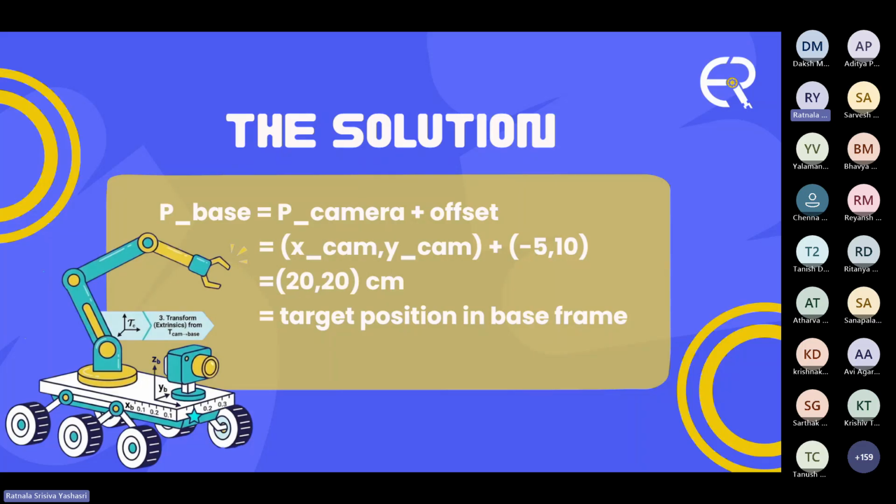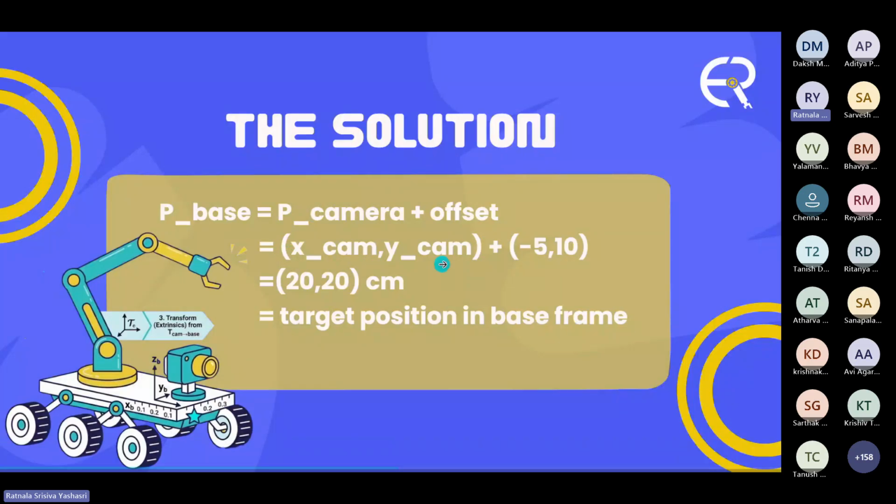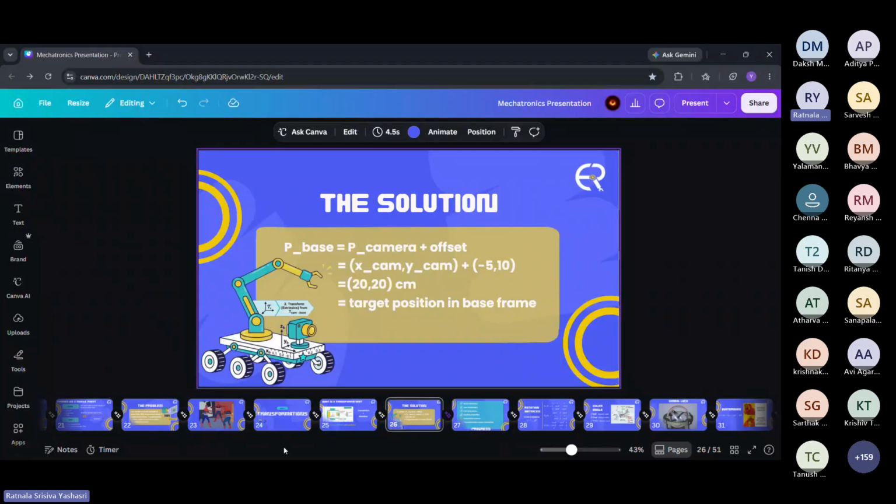Now translation is pretty easy. Say we've got the coordinates of the sample in the camera frame, that's X cam and Y cam. I just add the offset, like I've said, 5 centimeters to the left and 10 centimeters above, and I get my target position. Say it's 20, 20 centimeters. So that seems pretty simple, right? Because it's translation. Let me show you a simulation kind of thing.